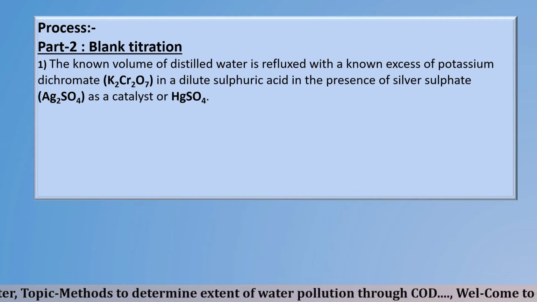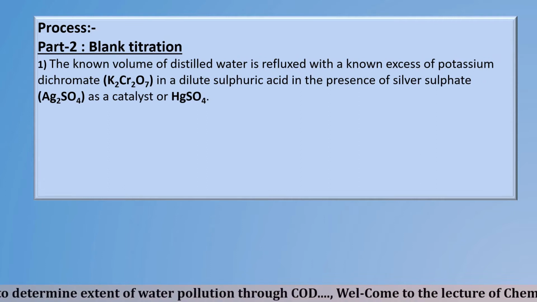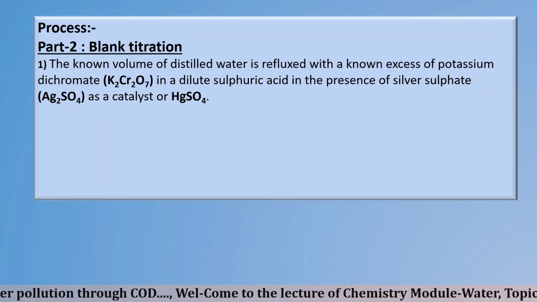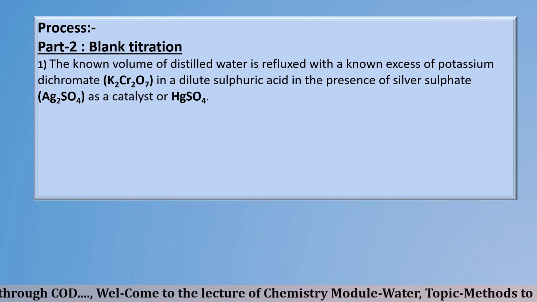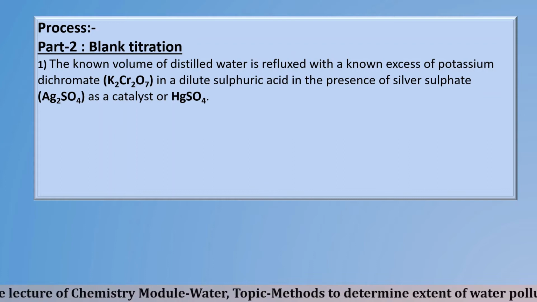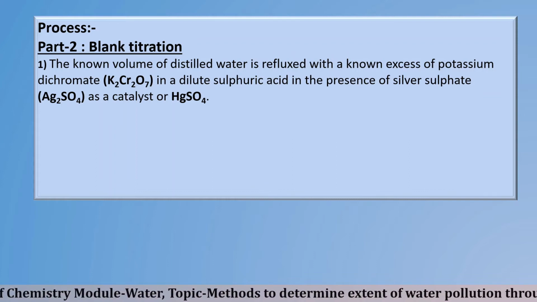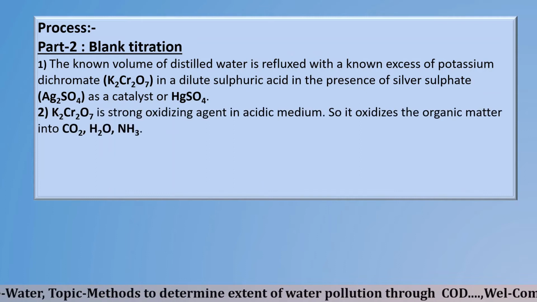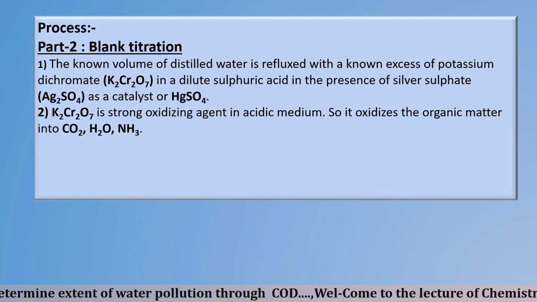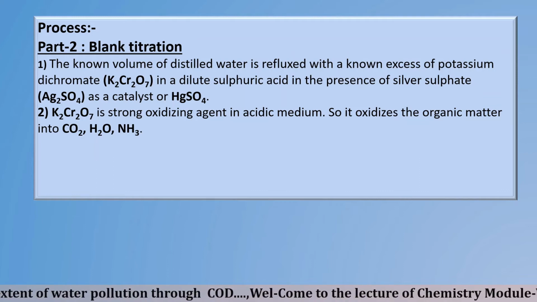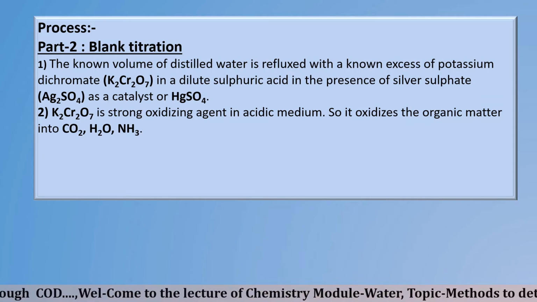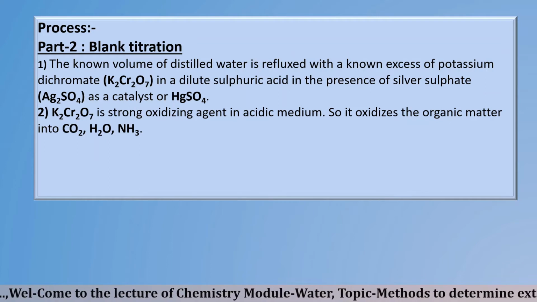The next process, part second, is blank titration. A known volume of distilled water is refluxed with a known excess of potassium dichromate, K2Cr2O7, in dilute sulfuric acid in the presence of silver sulfate as a catalyst, or mercuric sulfate. All these contents are again taken in another round bottom flask. In that reaction also potassium dichromate acts as a strong oxidizing agent which oxidizes the organic matter, whether biologically oxidizable or biologically inert, present in the water sample. After oxidation it gets converted into CO2, H2O and ammonia.